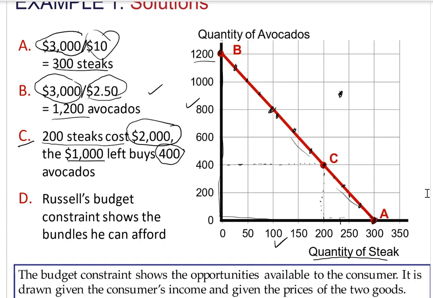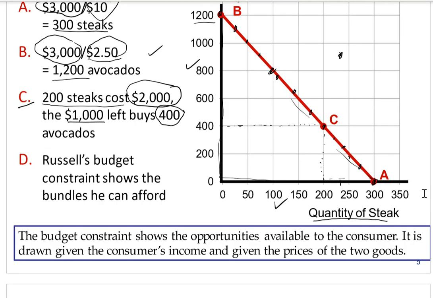So this is a brief conclusion here. The budget constraint shows the opportunities available to the consumer. Given the budget, he can take advantage of all the opportunities within this triangle. It is drawn given the consumer's income and the prices of the two goods. So that's the budget constraint in a nutshell.